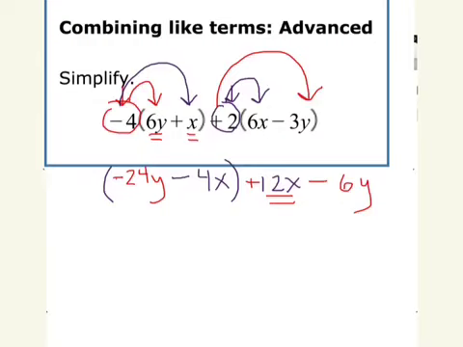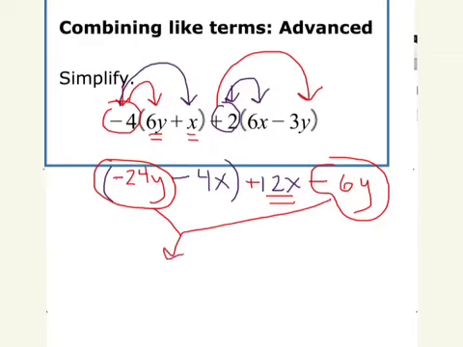And I'm going to take a look at the y's, and I'm going to say, okay, I've got negative 24y there, and I've got negative 6y there. I'm going to combine those over here. Signs are the same. That is an add and keep problem. Negative 24y and a negative 6y is a negative 30y.